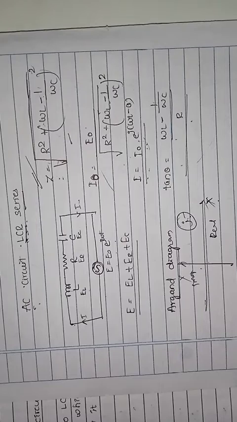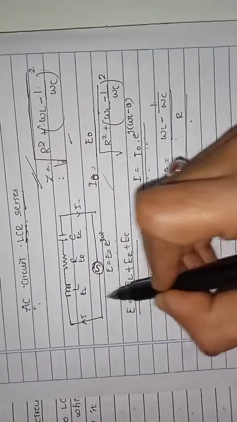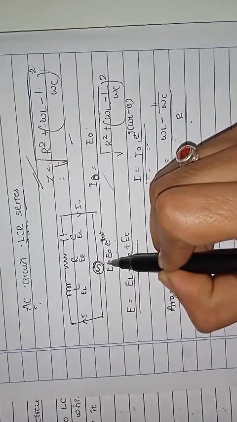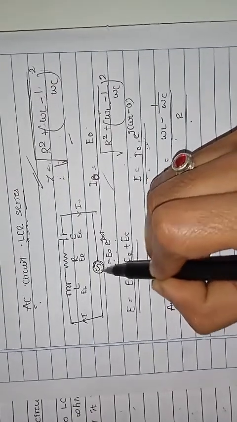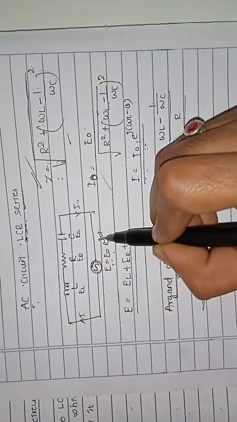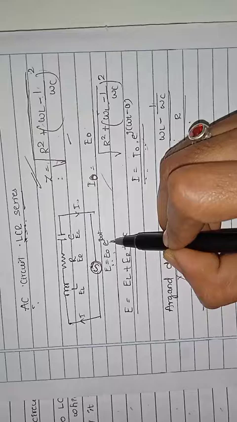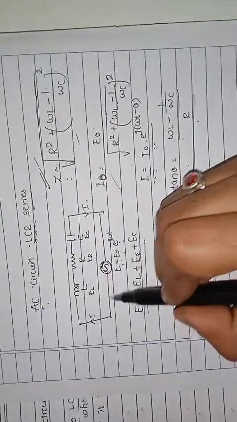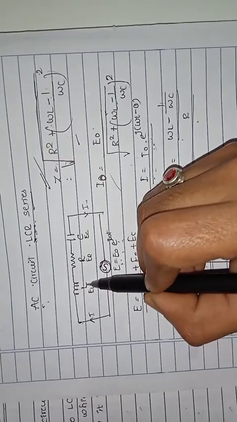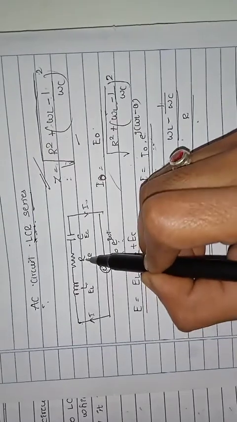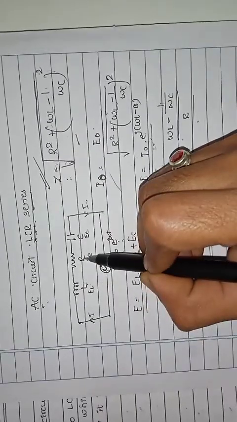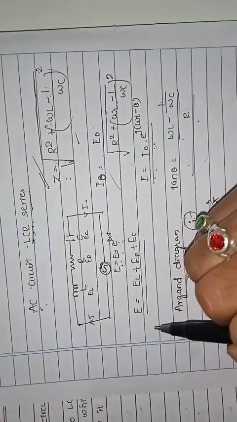So what was the circuit? This is the EMF what we had supplied, from this AC signal generator symbol, E is equal to E naught e raised to j omega t. This is the EMF we have supplied to this circuit. This circuit contains L, that is inductance, R is the resistance and C is the capacitance.